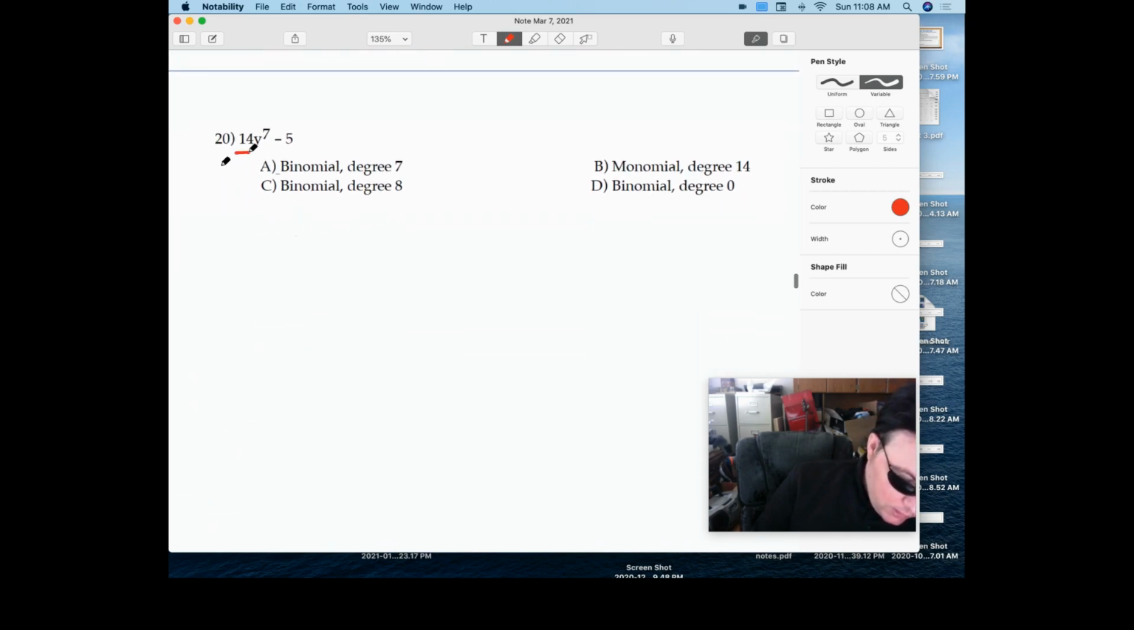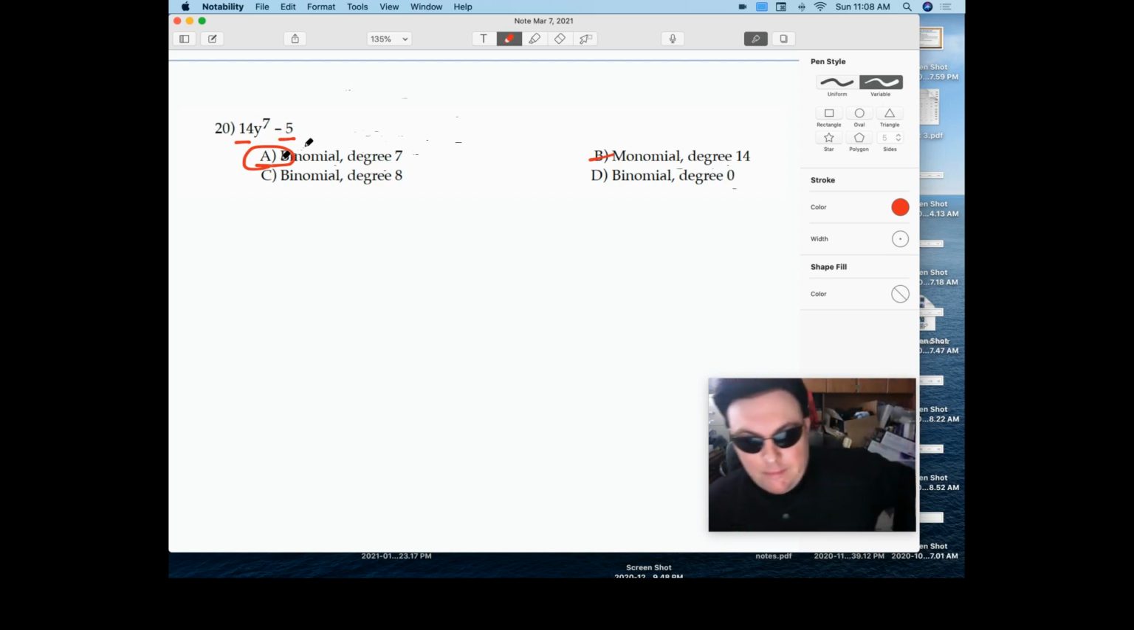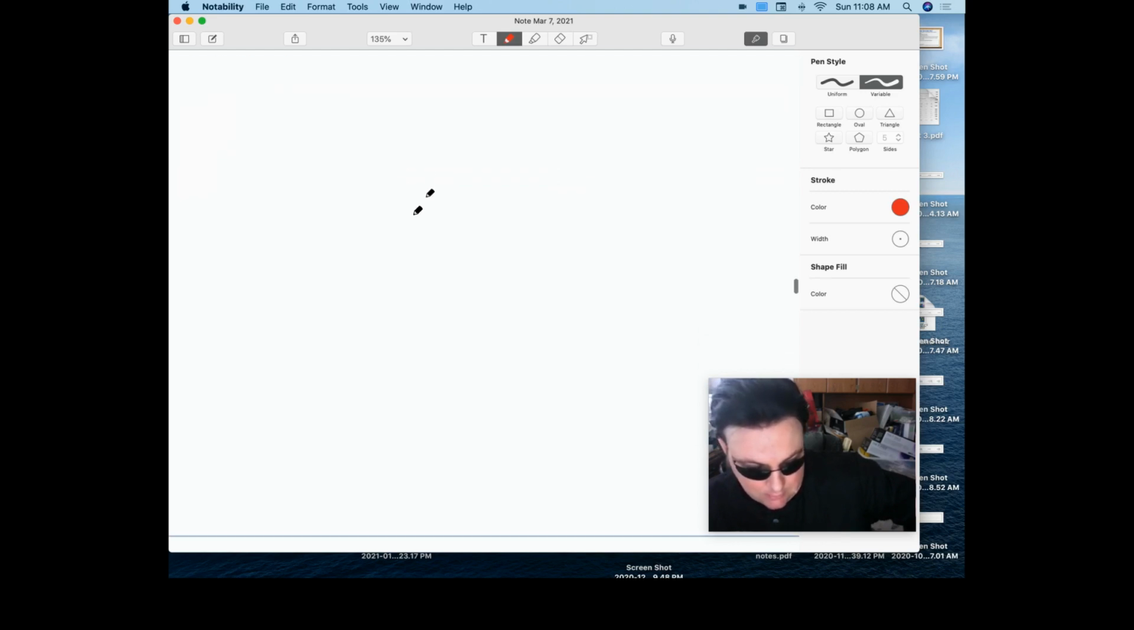Okay. Here we can see we have 2 terms, right? So that means that the monomial option goes out. And then we look for the highest exponent. Highest is 7. Notice 5 does have an exponent. This is the same thing as saying 5x to the 0. So it does have 0, but degree is the highest exponent of the polynomial. So this is the correct answer. If the question had said what is the degree of the monomial, then the answer would have been negative 5. But it's saying what is the degree of the polynomial, which is 7.